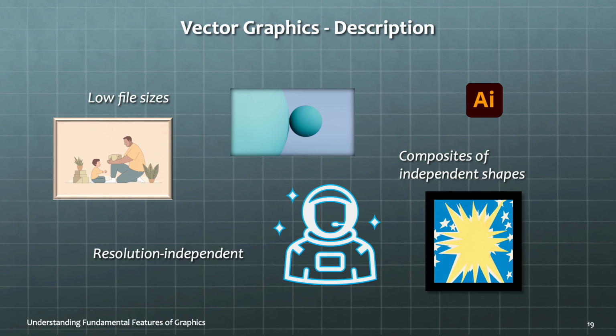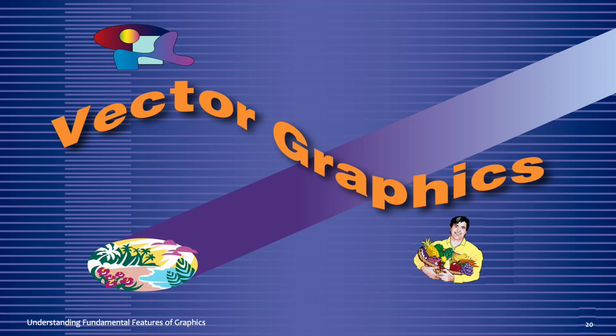Now let's look at the vector format and how it differs from the raster format. Now I'm going to talk about vector graphics. Here are 3 examples representing the range of complexity that you can get in the vector world.